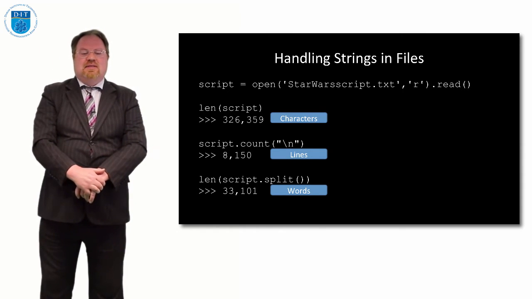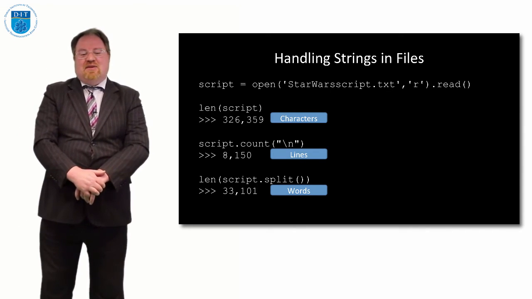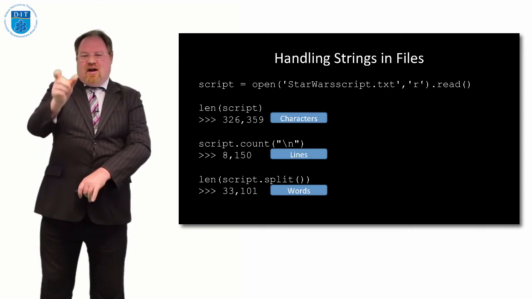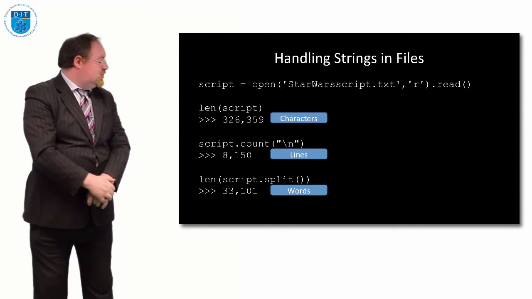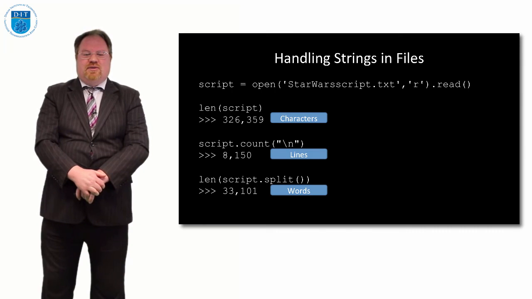There's 8,000 lines and 33,000 words, so that means on average that would be 4 words per line, I guess, which is not a lot, but movie scripts often have just 1 word per line, as I'm sure you know, and if you open up the file you can see a lot of the lines are very short.